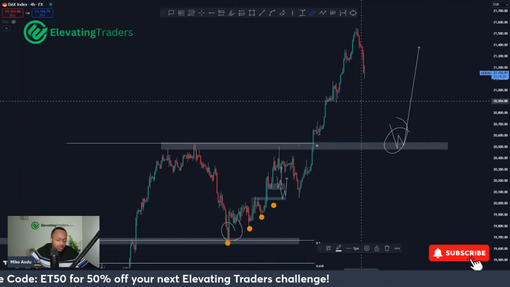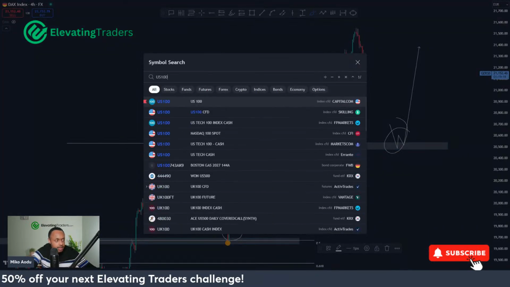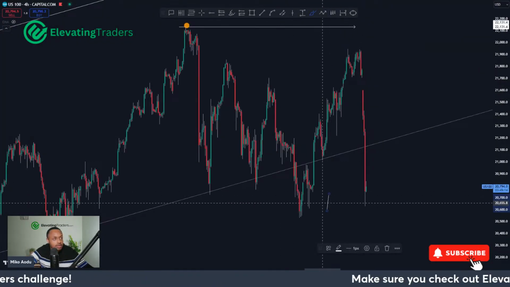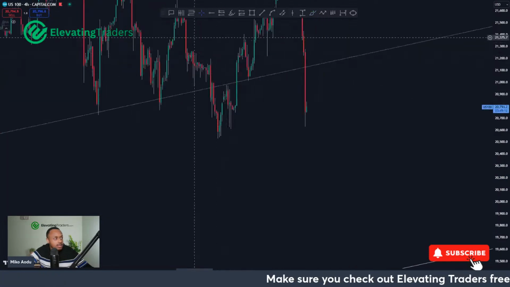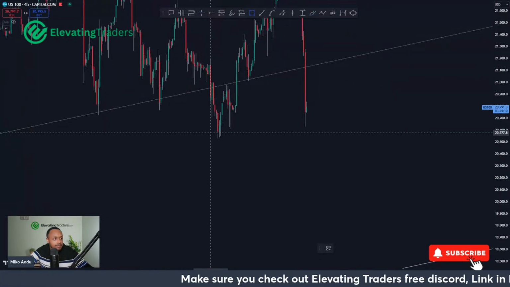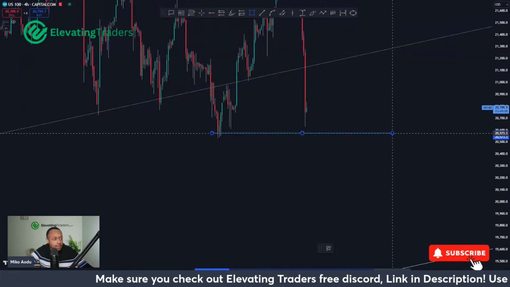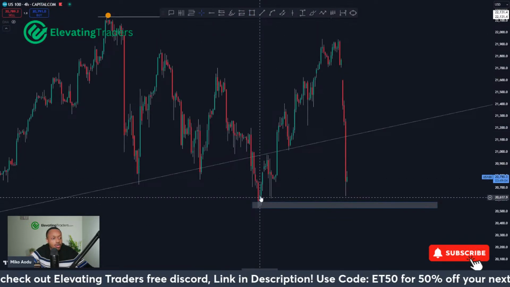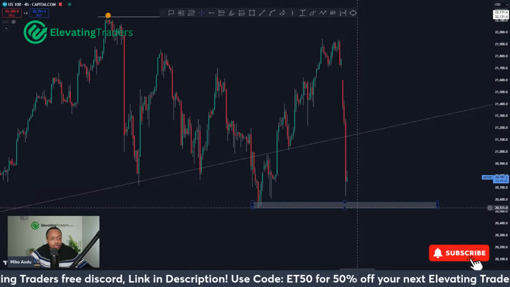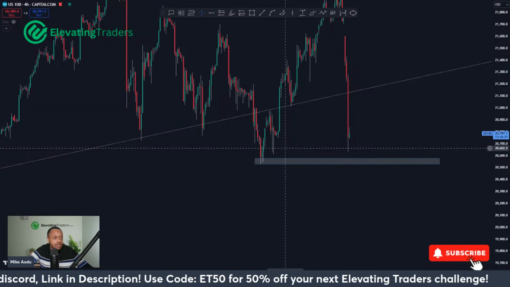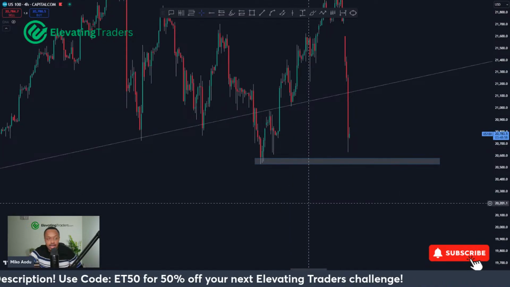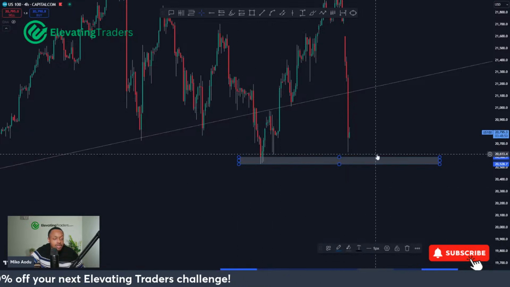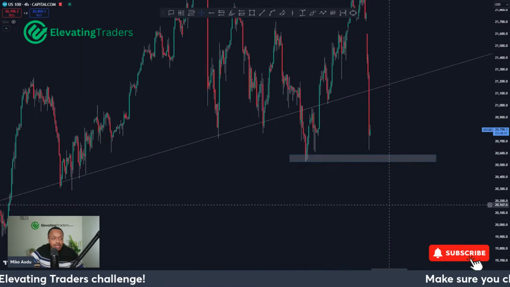So in terms of the NAS support, I would say it's at support at the moment, which is this current level here, well, maybe not quite support just yet. But that low there, 2,500, which is the low that gave us this move to the upside, we're more or less coming into that area. So in terms of areas of support and resistance, that is the most obvious and most immediate level I would be looking at for the NAS for price to turn around at.